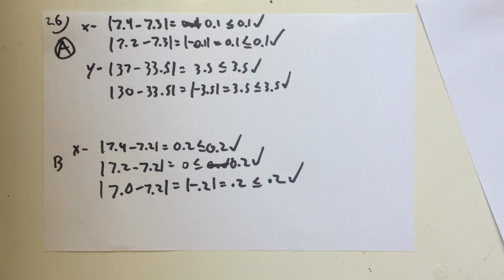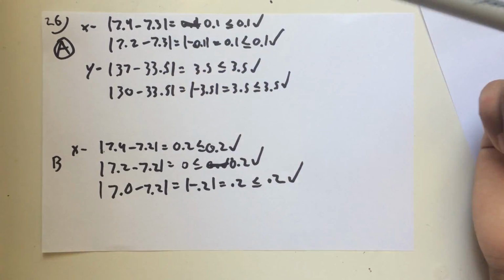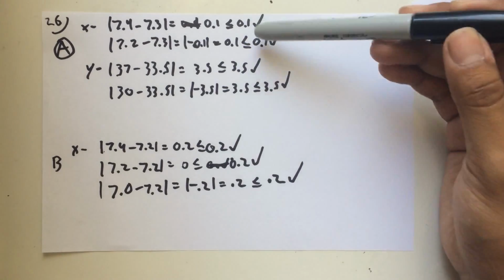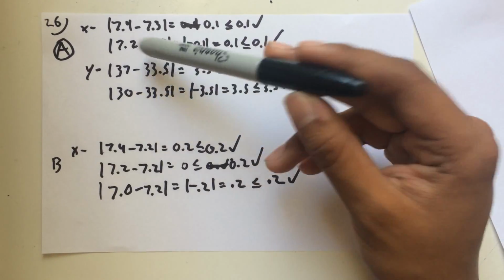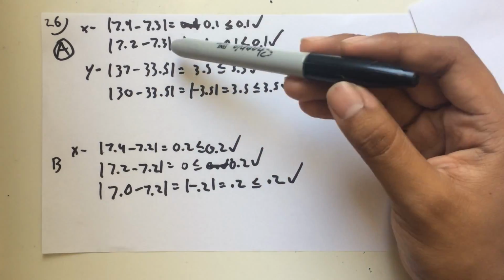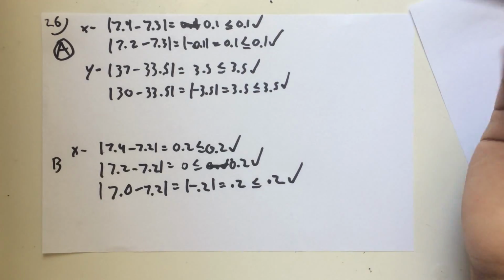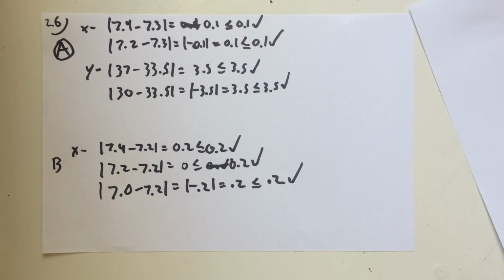They have an equation for x, which is |x - 7.3| is less than or equal to 0.1. So let's try plugging in the two maximum values. So we have 7.4 minus 7.3 is equal to 0.1, which is less than or equal to 0.1. So that works. And 7.2 minus 7.3 is equal to negative 0.1, whose absolute value is 0.1, which is less than or equal to 0.1. And so it works. And so we see that the x equation is fine, and we can look at the y one.